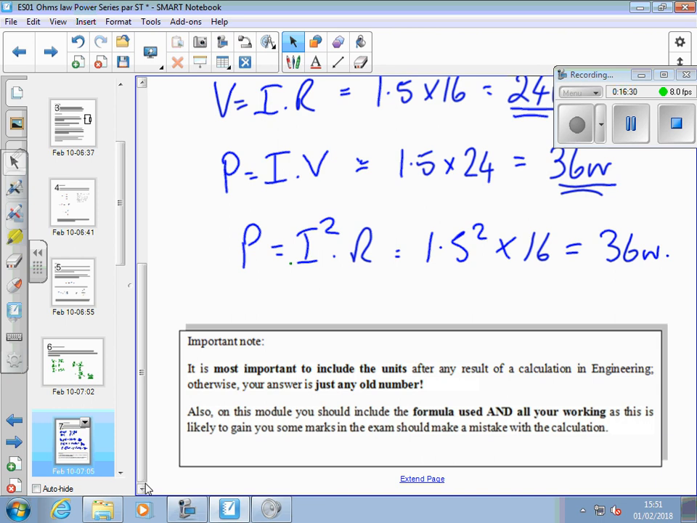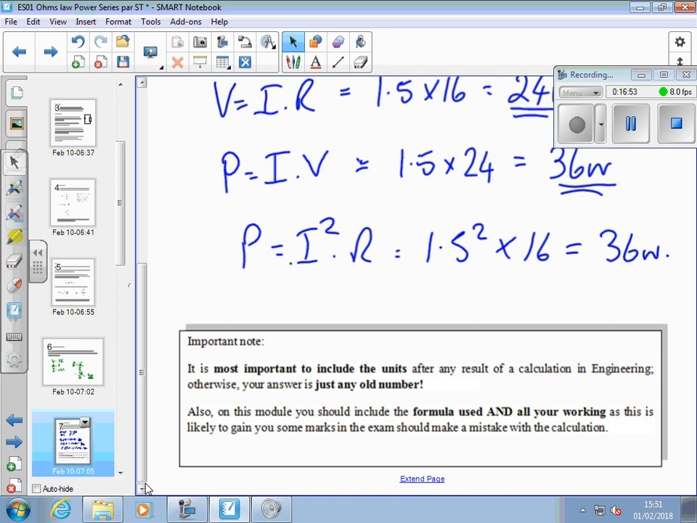What's that note down there? It is most important to include the units after the result of any calculation in engineering. Otherwise, your answer is just any old number. So where units are appropriate, they must be included, and I do knock marks off in examinations if people leave units off.